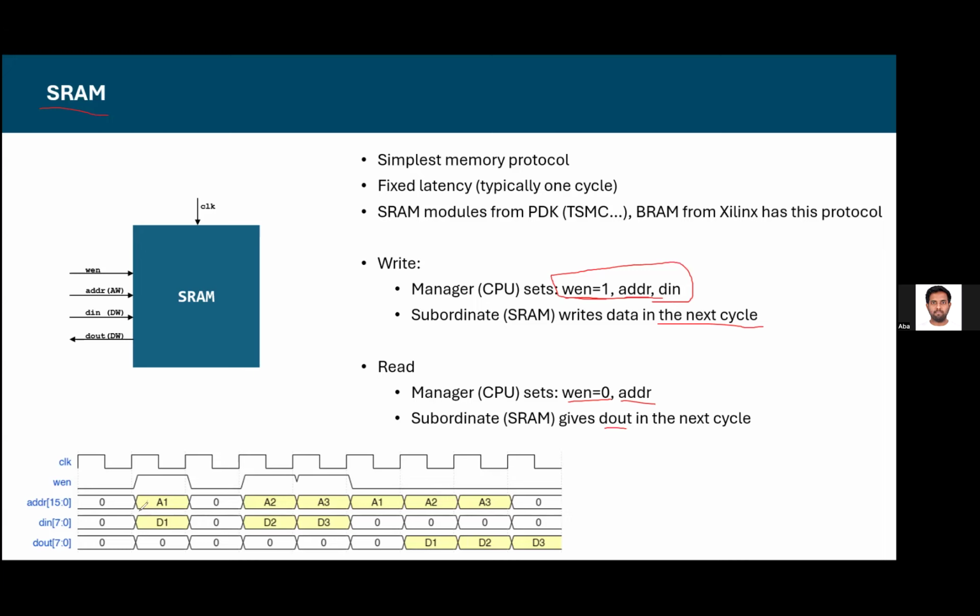So here is a quick example of how this read and write is happening. You can see this is a write transaction, right? The CPU is asking to write, and it gives an address and a data. And this data will get copied inside, into the RAM.